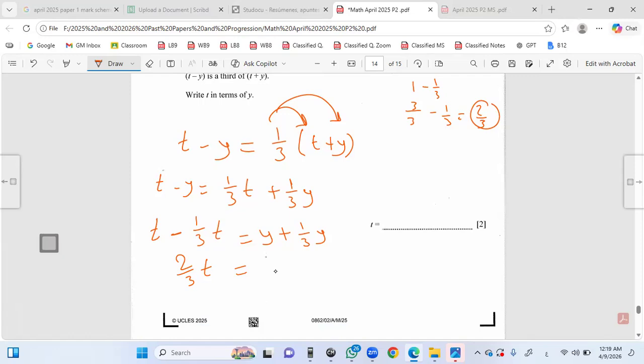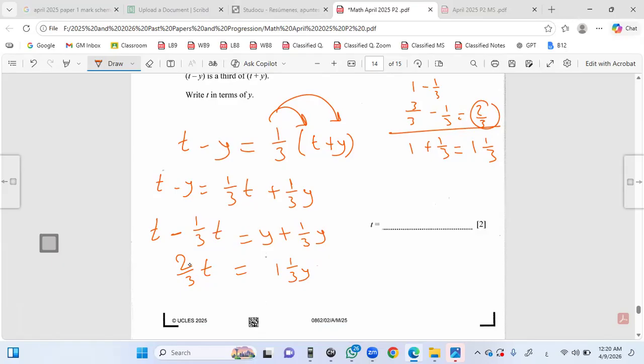2/3 t equals y plus 1/3 of y. All right, let's simplify this. You can say here, 1y plus 1/3 of y, which means 1 plus 1/3, which is what? 1 1/3. Or if you want to make it into an improper fraction, it's going to be 4 over 3. But let's keep it this way. So 1 1/3 of y.